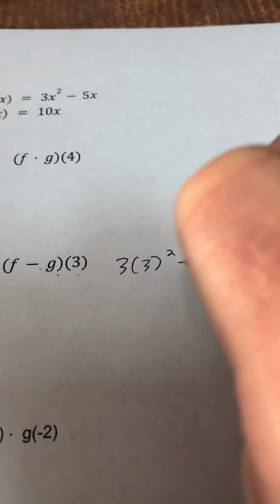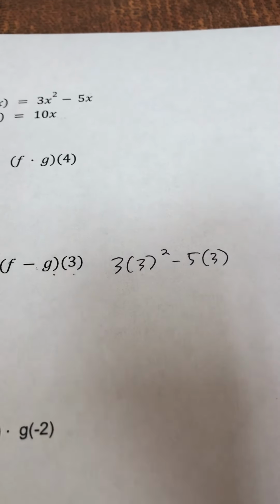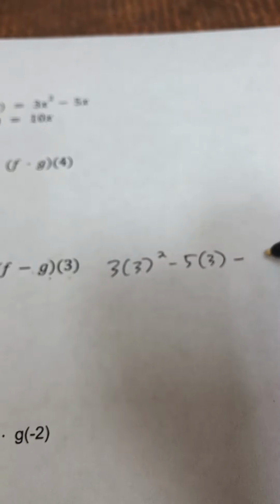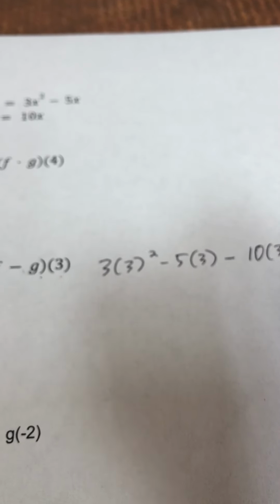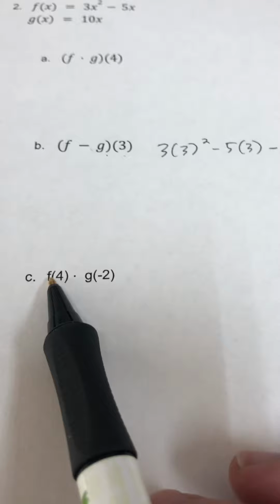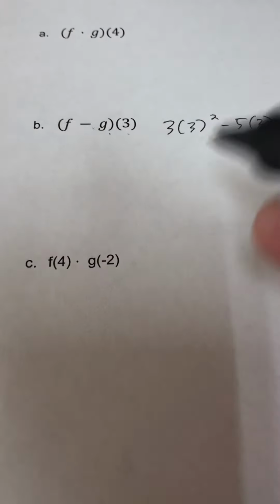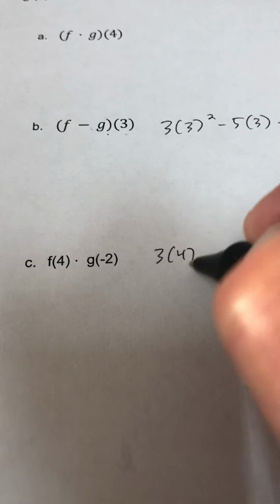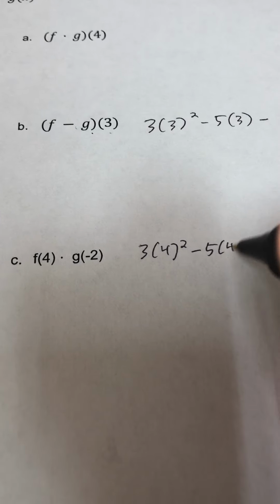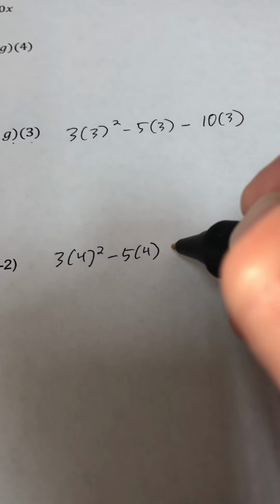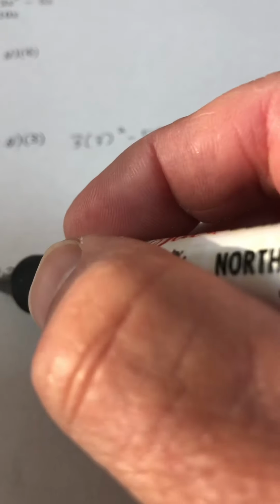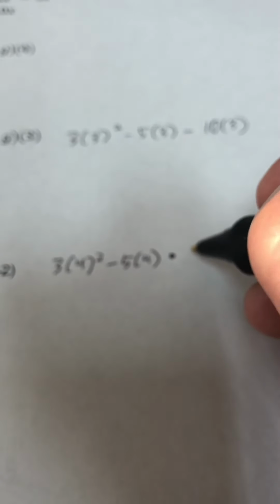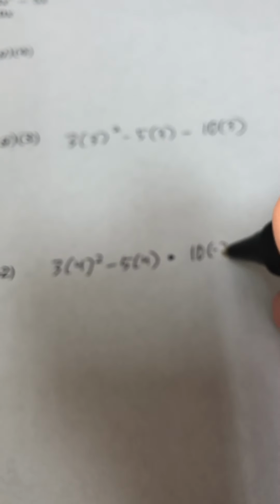3 squared minus 5 times 3. And then it's minus the g, so minus 10 times 3. Okay, so wherever you saw an x, it becomes a 3. And then this one, the f is going to be 4, so you're going to have 4 in there. So 3, 4 squared minus 5, and you have the 4. And that's going to be times g when x is negative 2. So 10 and negative 2. Okay, kind of like that.